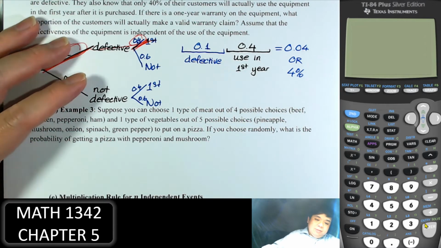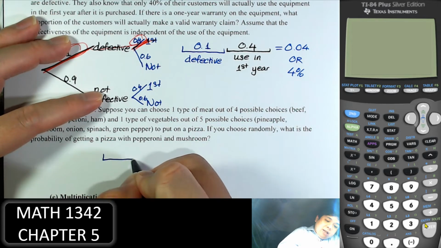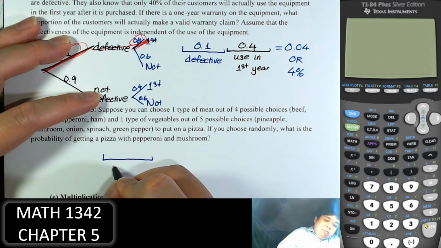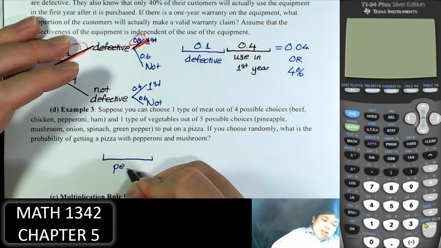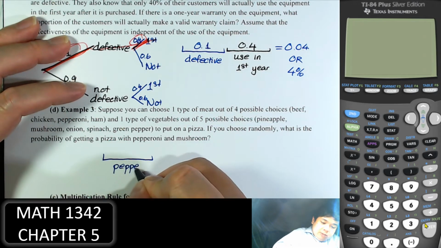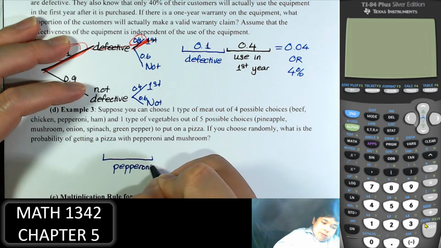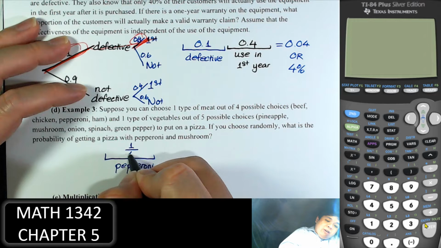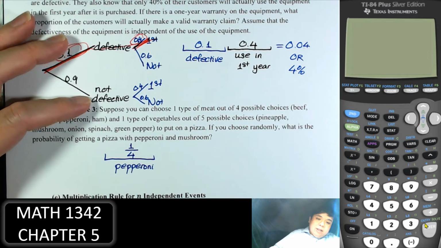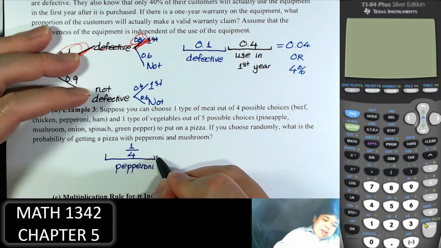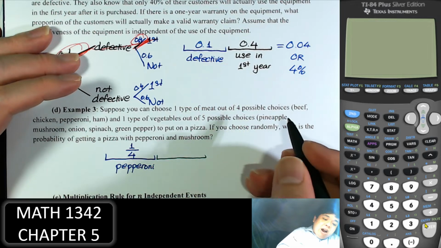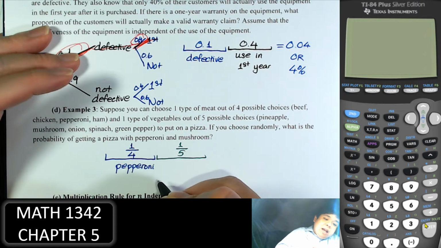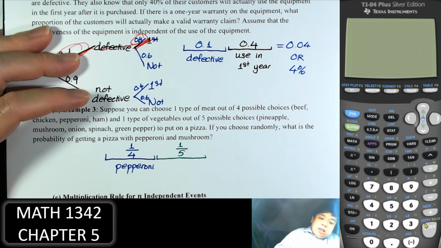So the first one is the meat, and you get pepperoni. And there are 4 meats, so there will be 1 out of 4. The second one is the vegetable, and there are 5 vegetables, and you can choose only 1 of them if you choose randomly, and it happened to be mushroom.